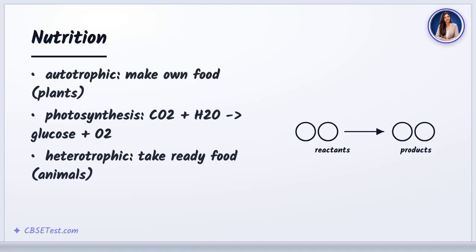They make food by photosynthesis, turning carbon dioxide and water into glucose and oxygen using sunlight. Animals are heterotrophs that eat ready-made food.